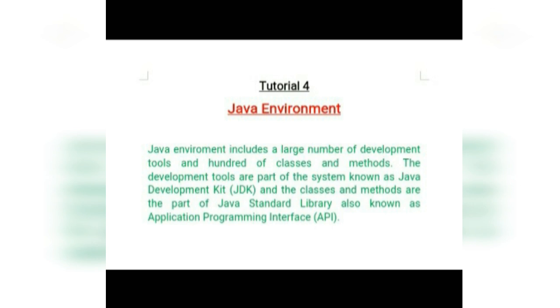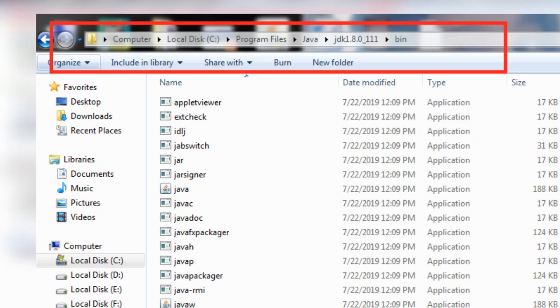Now let's get to know exactly where this JDK is. The JDK contains other tools which are very essential and mandatory for executing a Java program. So let's have a look at where exactly it is situated on our computer. So my dear friends, this is where our JDK is.